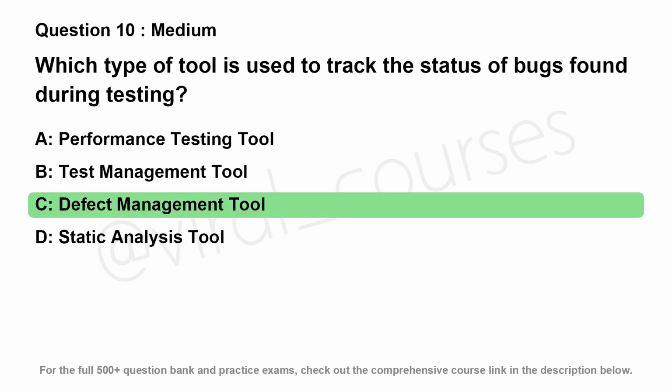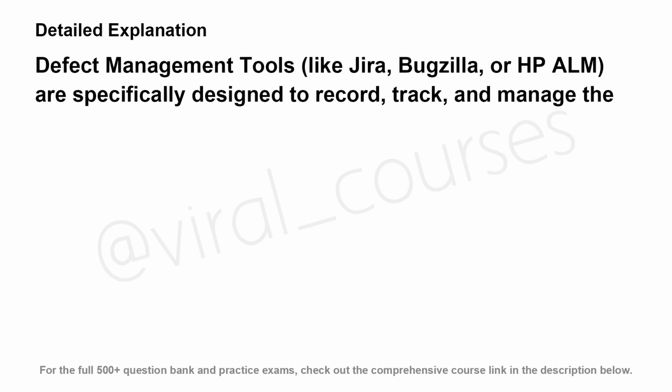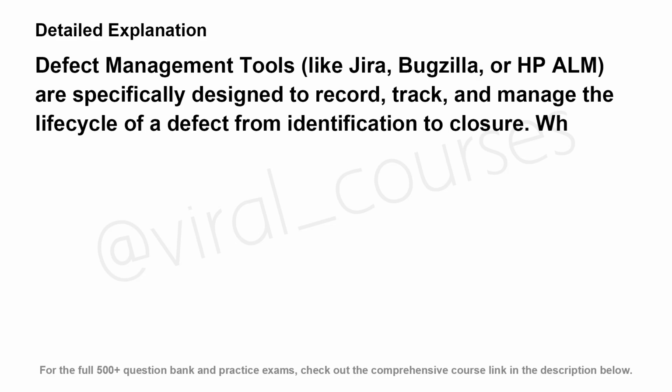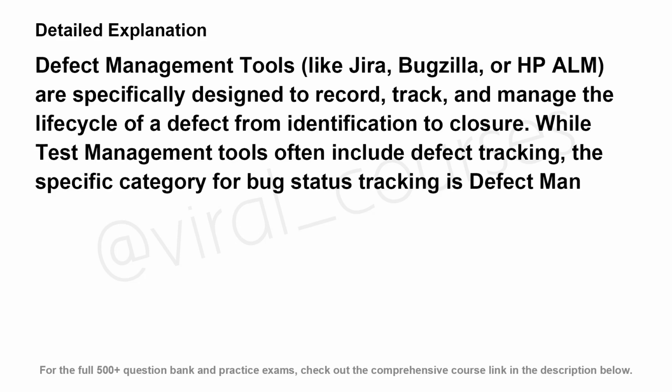The correct answer is C. Defect management tools, like Jira, Bugzilla, or HP-OM, are specifically designed to record, track, and manage the lifecycle of a defect from identification to closure. While test management tools often include defect tracking, the specific category for bug status tracking is defect management.